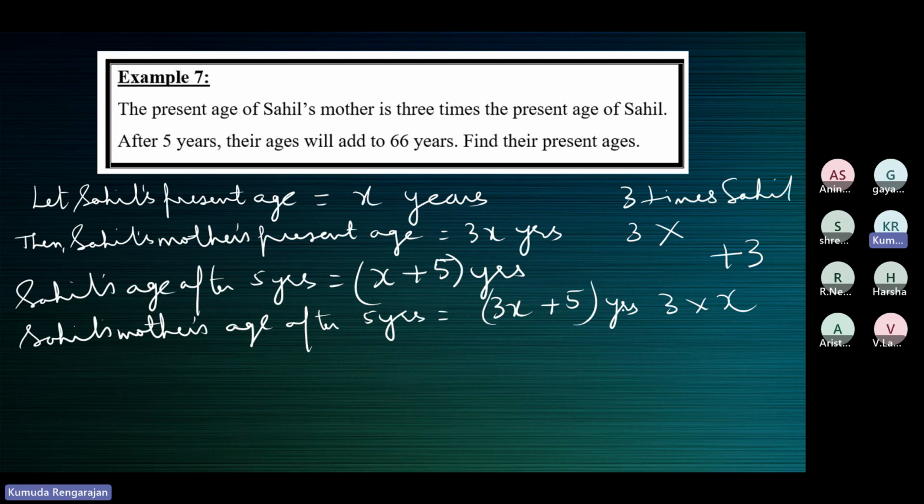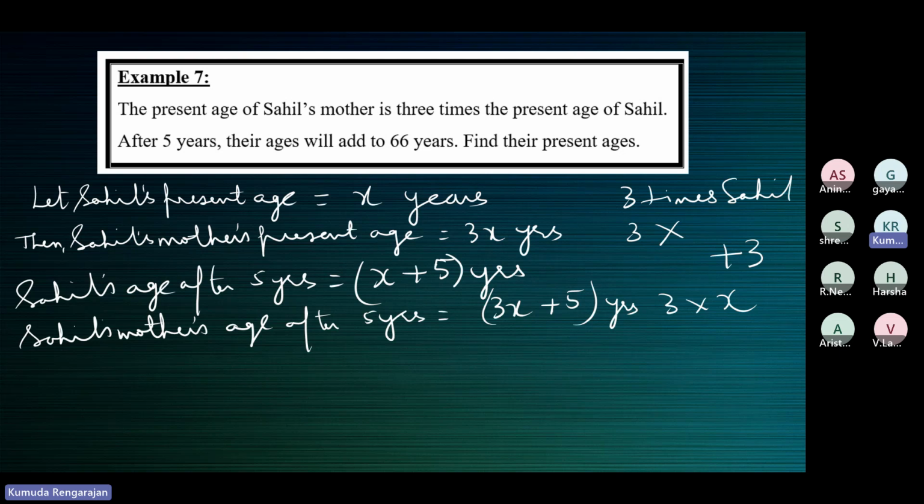So these are the basic assumptions you need to make. When you read the question, you know that there are 2 characters, Sahil and Sahil's mother. We assume Sahil's present age as x years. With that, we are able to assume Sahil's mother's present age, 3x years. Then since we see after 5 years, don't read the question ahead. Immediately write their ages after 5 years. Sahil's age after 5 years, Sahil's mother's age after 5 years. Now continue to read the question.